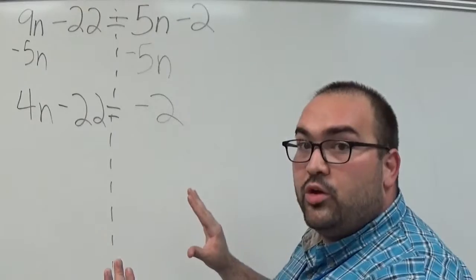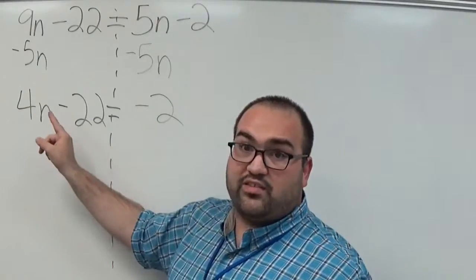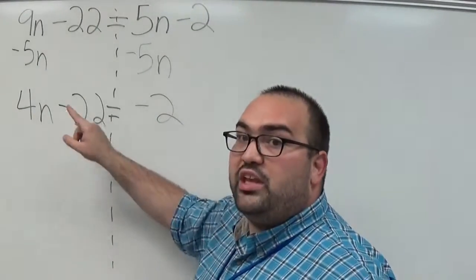So for our problem, we're going to do things in reverse to get n by itself. We're going to first deal with the minus 22.